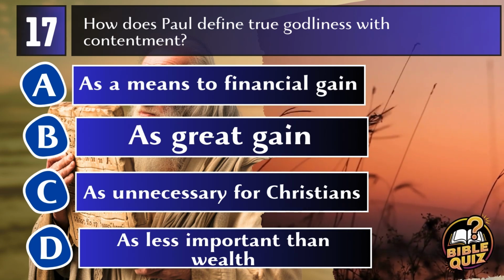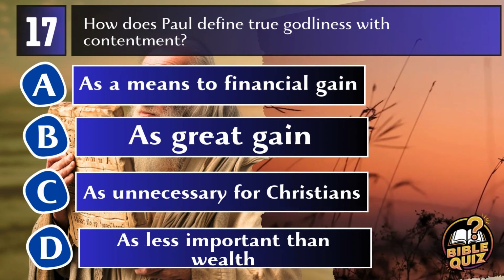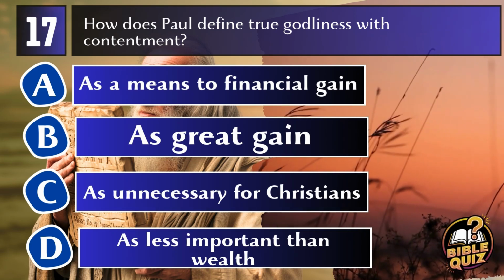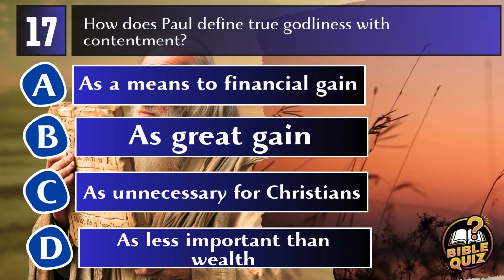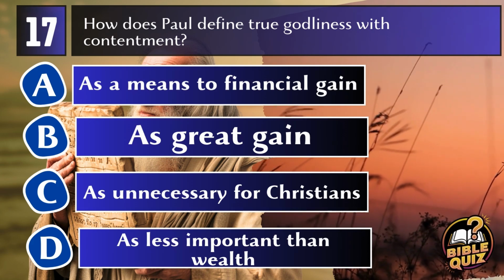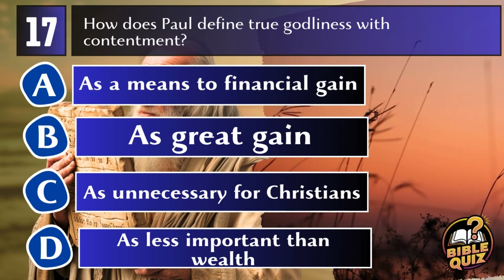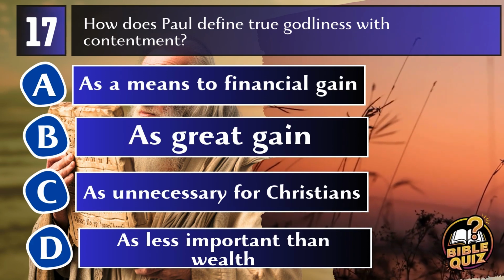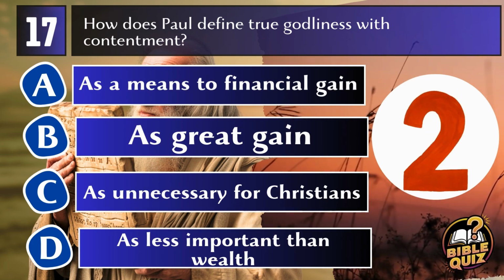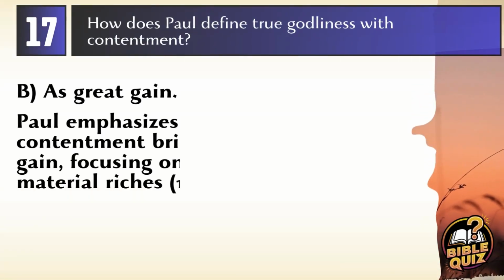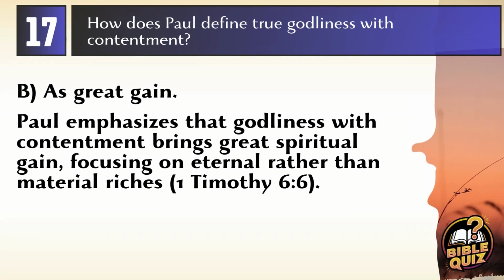Question 17. How does Paul define true godliness with contentment? A. As a means to financial gain. B. As great gain. C. As unnecessary for Christians. D. As less important than wealth. Answer. B. As great gain.